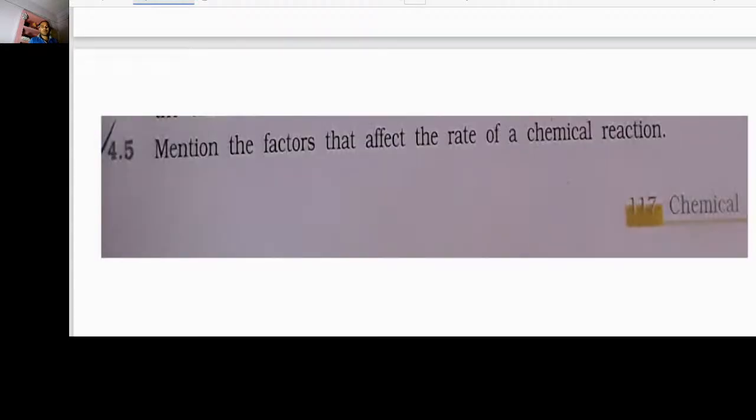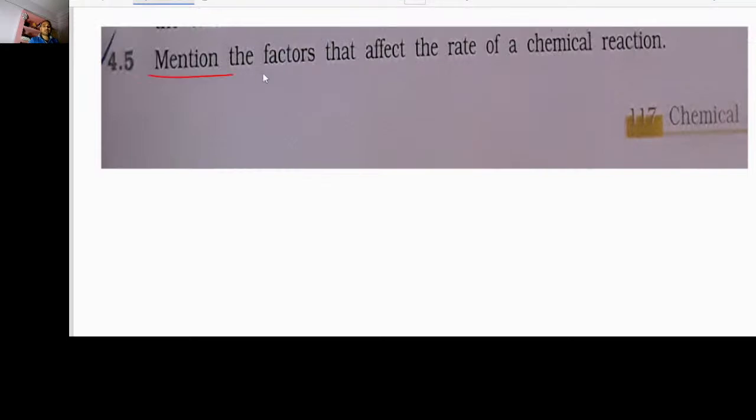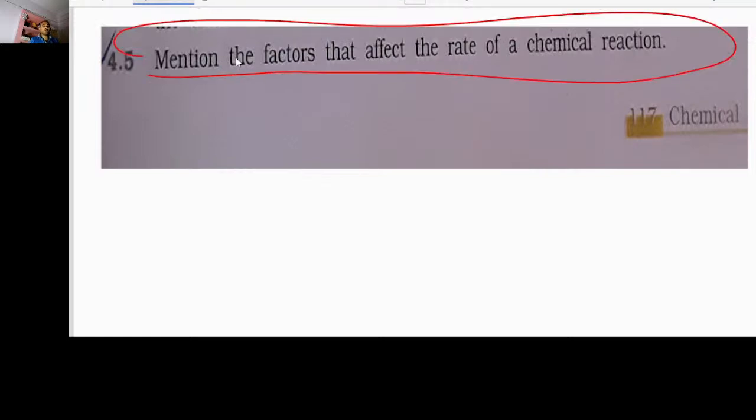Now the next problem is for you, student. What is the next one? Mention the factors that affect the rate of a chemical reaction. What are the factors, student? So first one is temperature. So temperature, student, if you raise it by 10 degrees C, the rate will become double. Rate becomes what, student? Double. Rate becomes double.